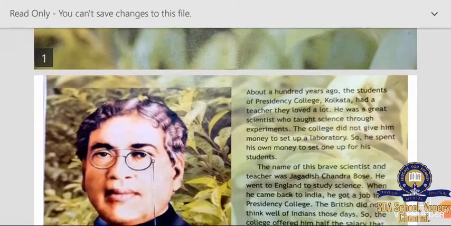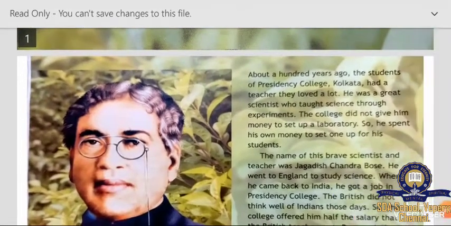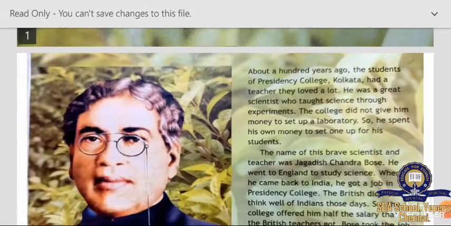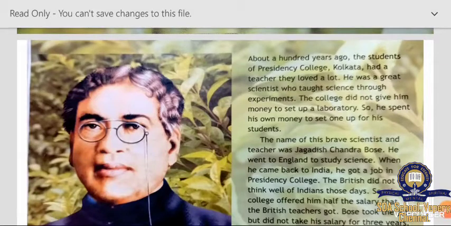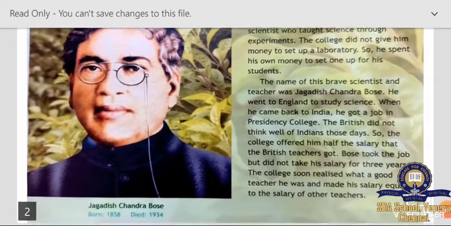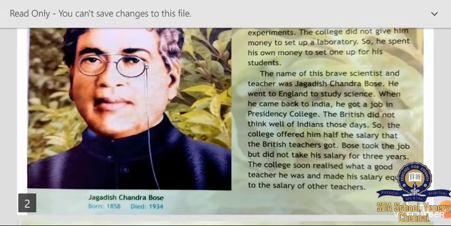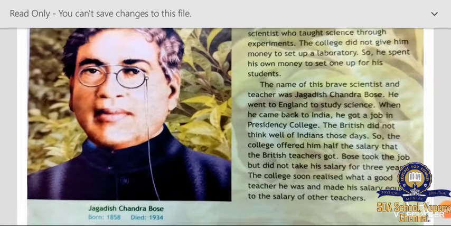About 100 years ago, the students of Presidency College in Calcutta had a teacher they loved a lot. He was a great scientist who taught science through experiments. The college did not give him money to set up a laboratory. So he spent his own money to set up one for his students. The name of this brave scientist and teacher was Jagadish Chandra Bose.